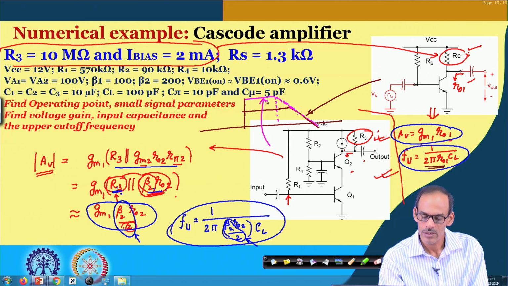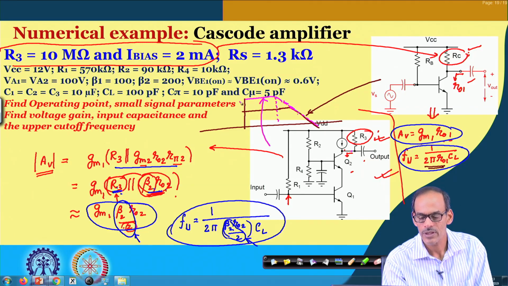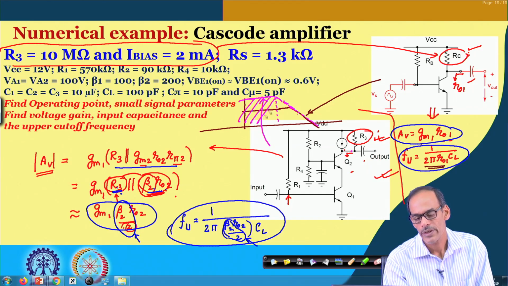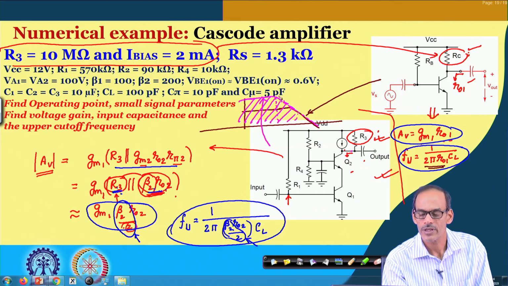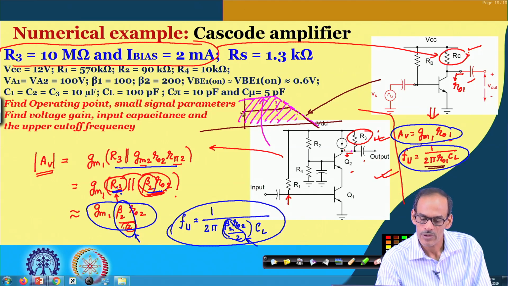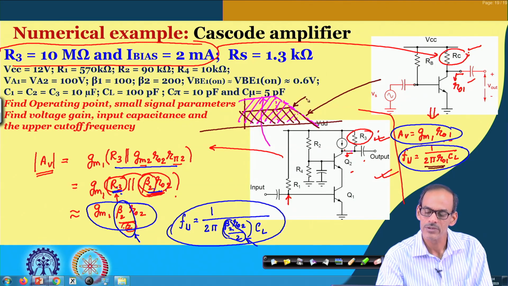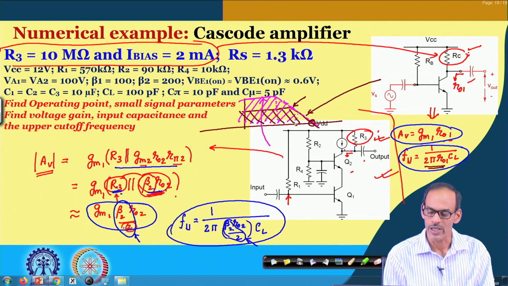So, if I consider the output node and the difference of these two circuits, then for one case the gain is increased, but the bandwidth got decreased. On the other hand, by the same factor for the normal CE amplifier the gain is lower, but the corresponding bandwidth is higher, and the gain bandwidth product remains the same.